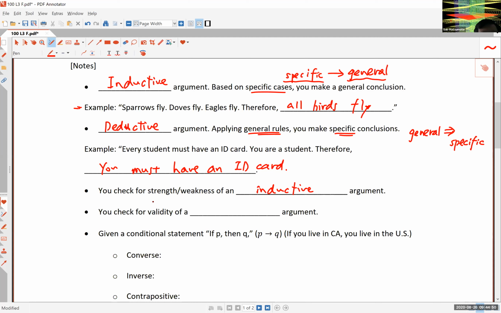Okay, so you check for the strength and weaknesses of an inductive argument. But you don't do the same thing. You don't talk about strong or weak deductive arguments. You check for the validity of a deductive argument. Okay, so that's the difference between inductive and deductive argument.